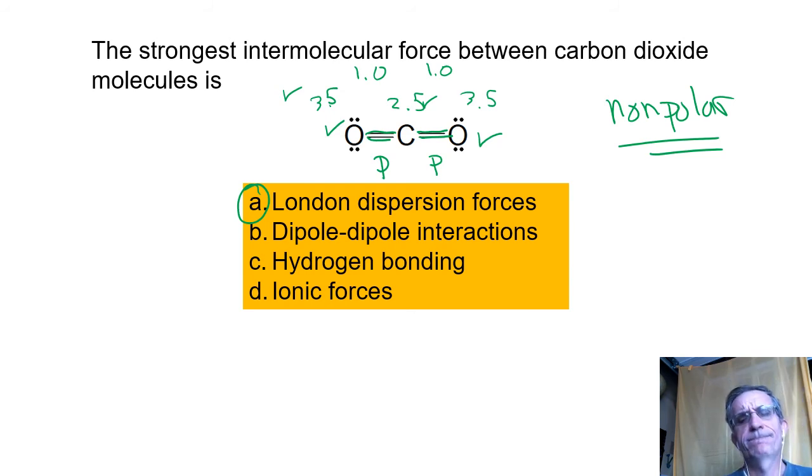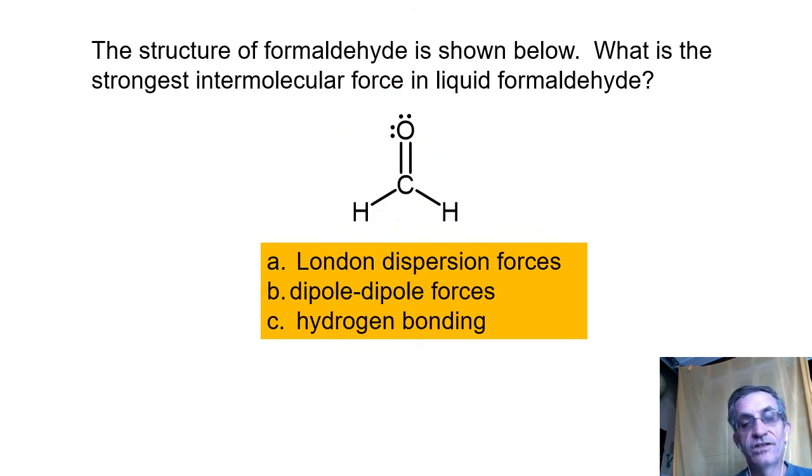All right, let's do one or two more. Let's see if this is making sense. Maybe I'll get you to help me a little bit with the next ones. All right, so another example, formaldehyde. The structure of formaldehyde is shown below. What's the strongest type of intermolecular forces in formaldehyde?